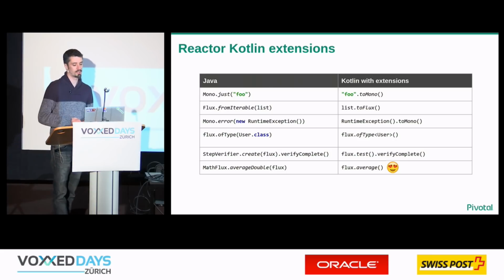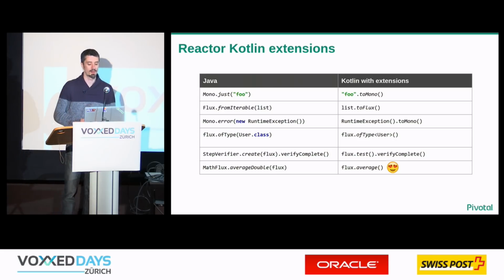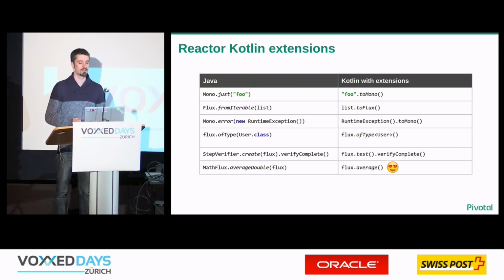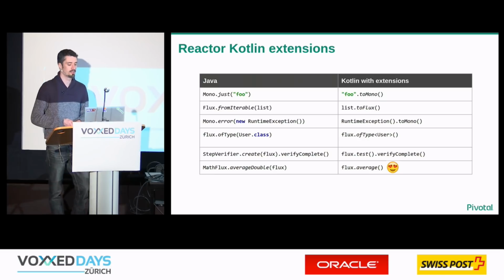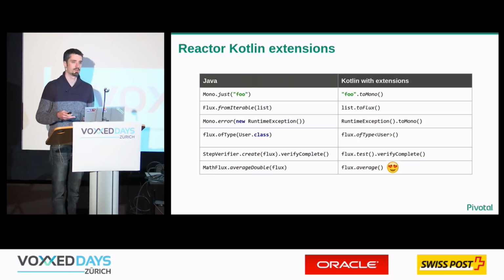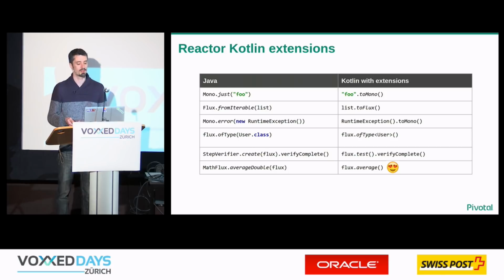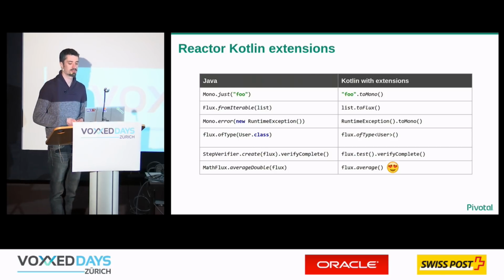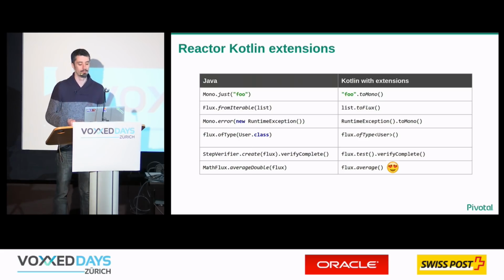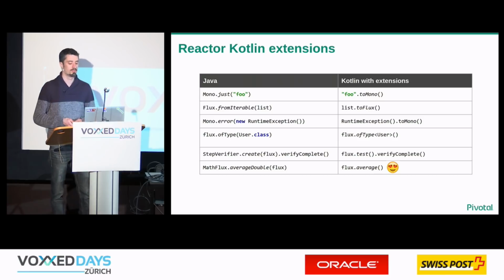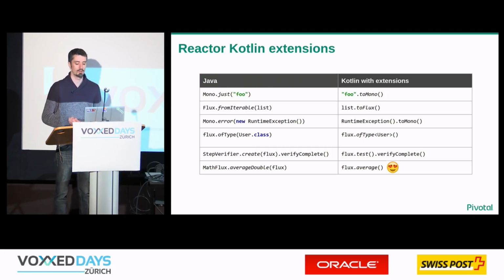Notice also that, for example, in the last example we have an extension called Reactor Mathematic Extensions, and since Flux is a type that we can't extend in Java, we have to provide MathFlux.averageDouble. And the nice thing with Kotlin extensions is that we can directly add an average operator to the Flux type, and it will be only available on Flux of numbers. So you can also restrict extensions to make them usable only on specific generic types.